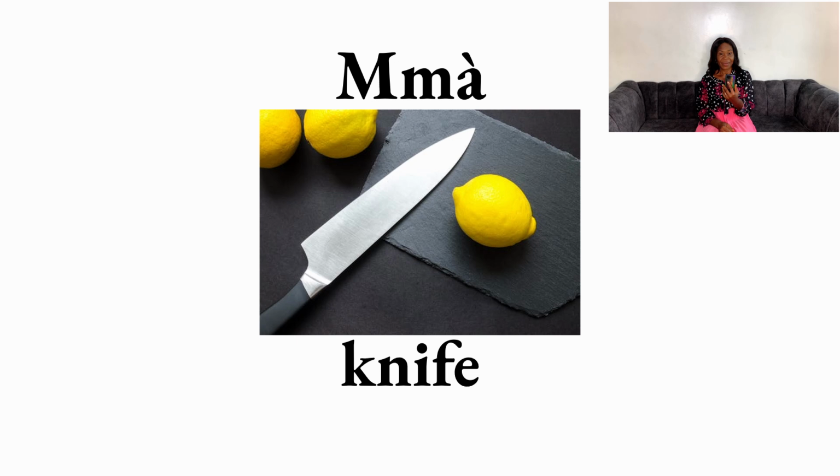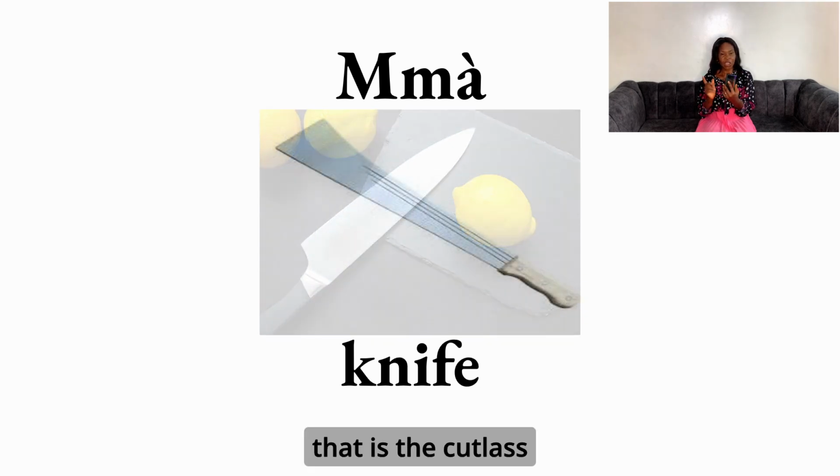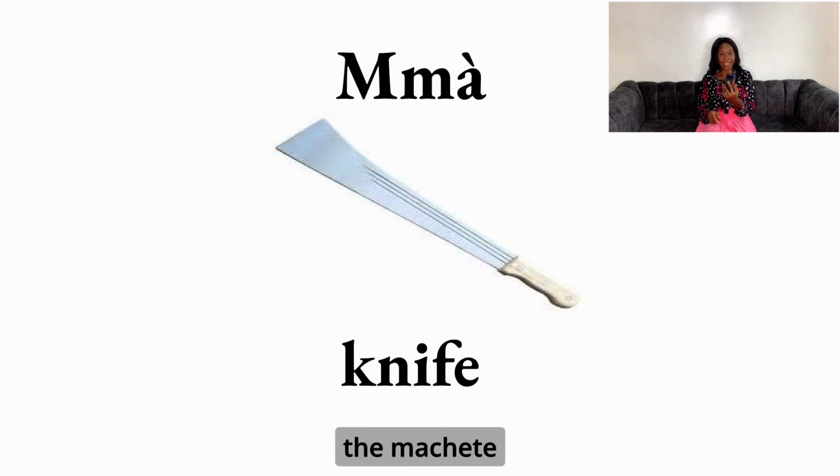Mma. That's knife or cutlass, depending on the type. The big ones, we call them nnukwu mma or mma oge. That's the cutlass or the machete. Some people call it mma oge, while some people call it nnukwu mma.